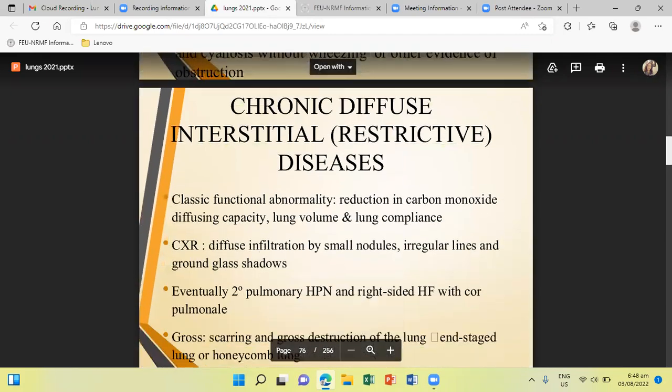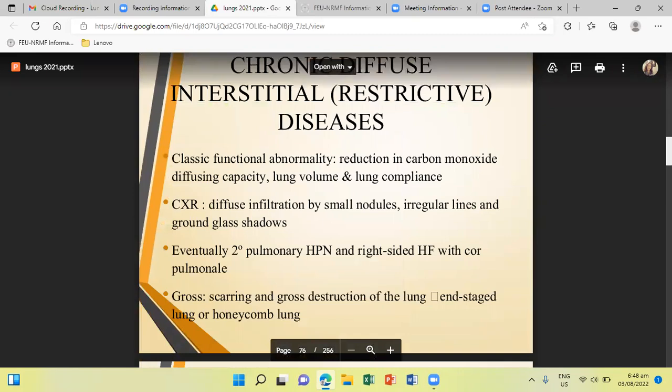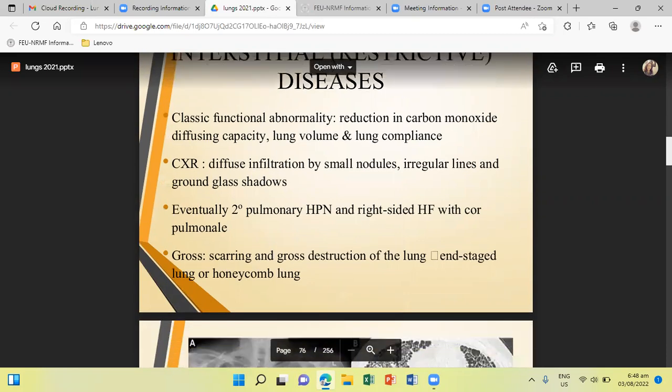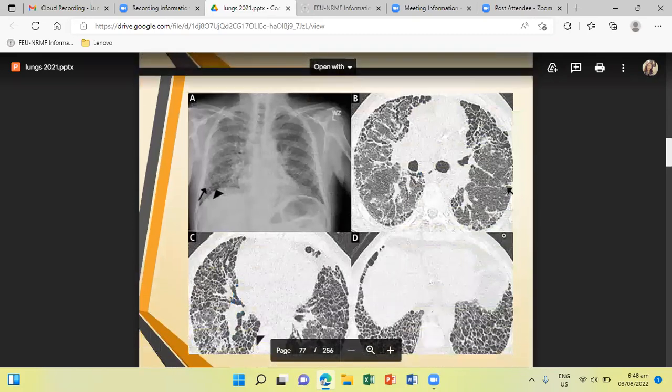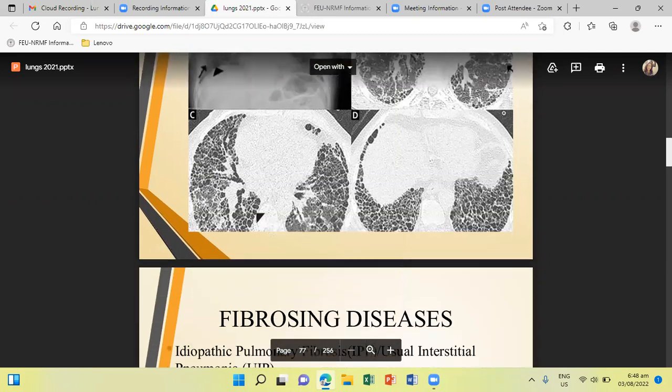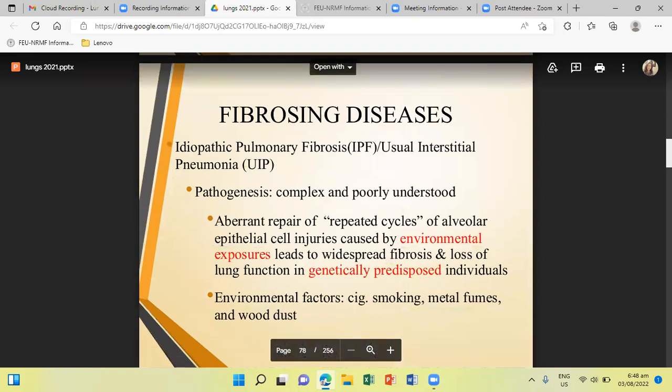So the gross appearance would characteristically show scarring and gross destruction of the lung. This is what we call end-stage lung or honeycomb lung. So these are examples of radiographs. As I have mentioned, the chest x-ray of your patient would reveal nodules that may be bilateral. It may take the form of irregular lines or ground glass shadows, which again corresponds to fibrosis. So when we're talking of interstitial diseases, the common term that you will encounter would be the word fibrosis.